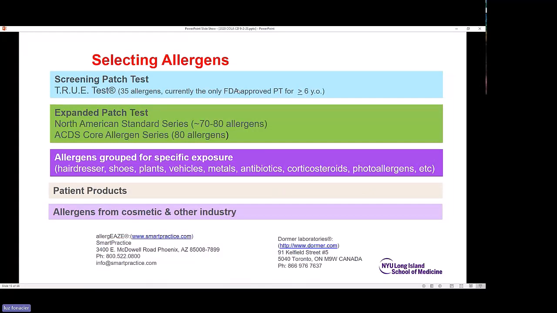And so what can you patch test? We discussed a little bit about the TRUE test, which has 35 allergens and 1 control. That's why you have a total of 36. And then you have your expanded patch test series. It's the North American Standard Series and the American Contact Dermatitis Society Core Allergen Series. And then you have special groups. You have hairdresser, shoes, plants, vehicles, metals. There are different groups of specific allergen exposure. One thing we always add, especially for cosmetics or face, head and neck dermatitis, are the patients' own products. And then you can also obtain from cosmetic and some other industry-specific allergens that you may not have on your panel.